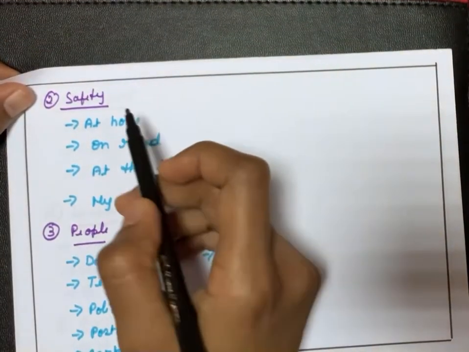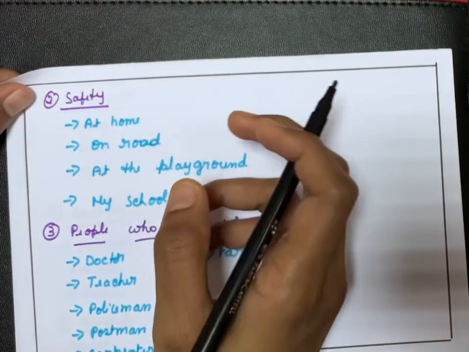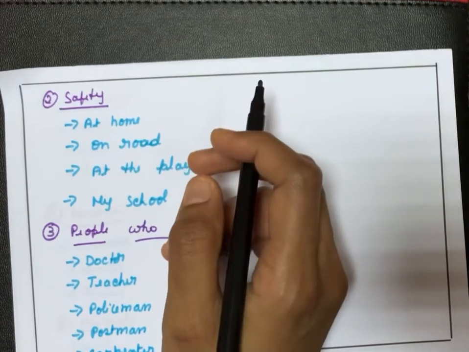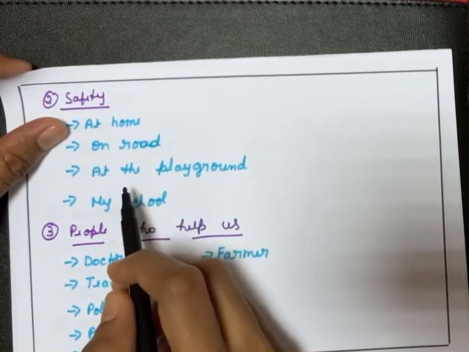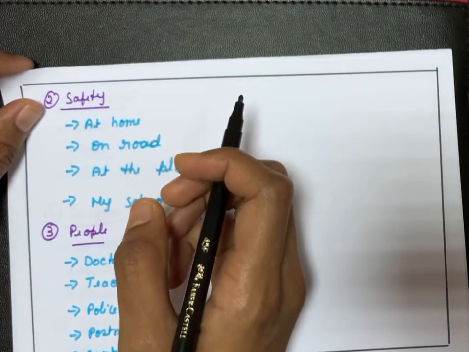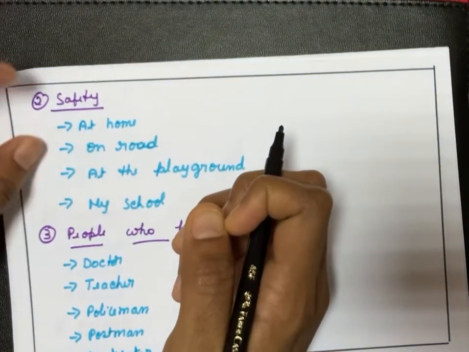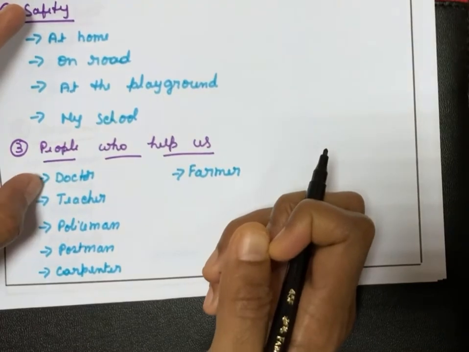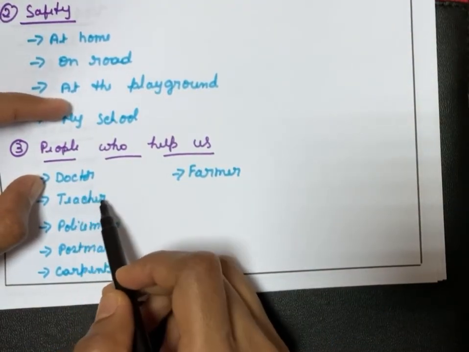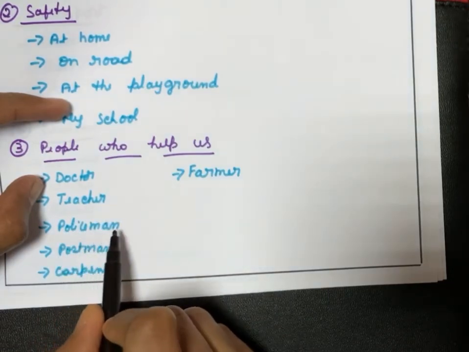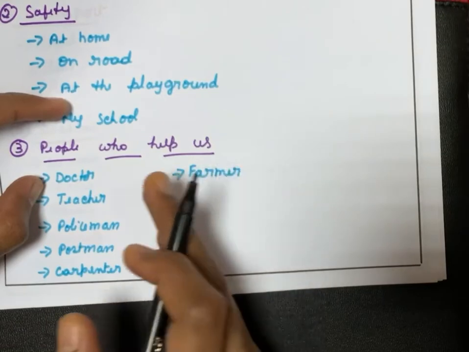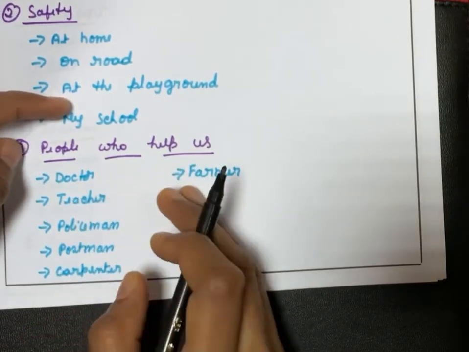Next is about safety. At home what type of safety we should follow, then on the road what type of safety we should follow, same at the playground, my school. So on this topic you can teach them about safety. Then people who help us, like doctor, teacher. How does the doctor help us? How does the teacher help us? How does the policeman help us? Similarly postman, carpenter, farmer. So you can teach the importance of these people.